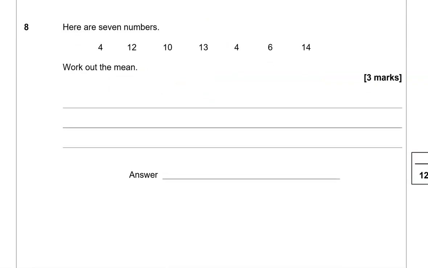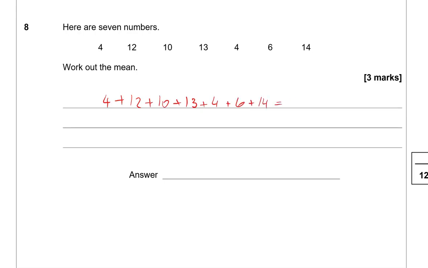Here are 7 numbers: 4, 12, 10, 13, 4, 6, 14. Work out the mean. So the mean means adding the numbers together and dividing by how many there are, so working out the average. By adding all of these numbers together, so 4 add 12, add 10, add 13, add 4, add 6, add 14.